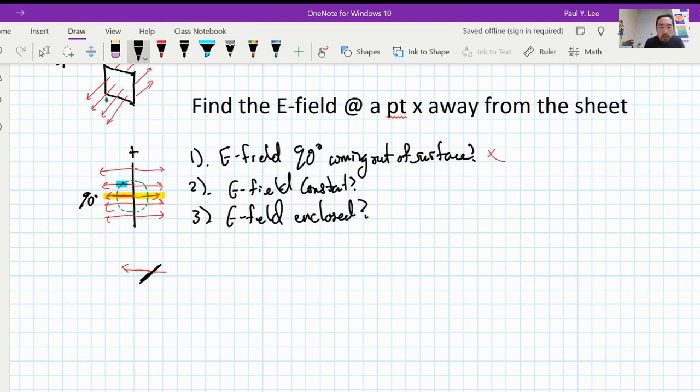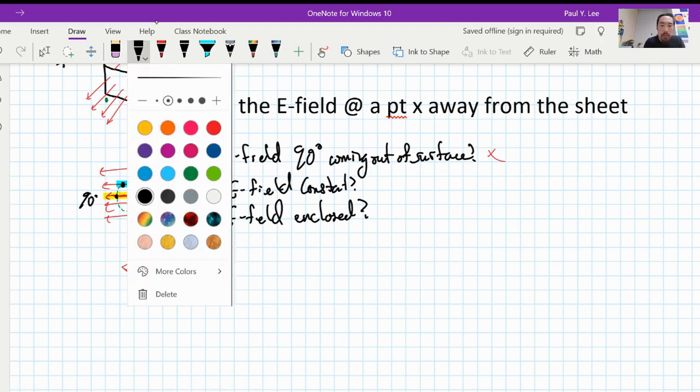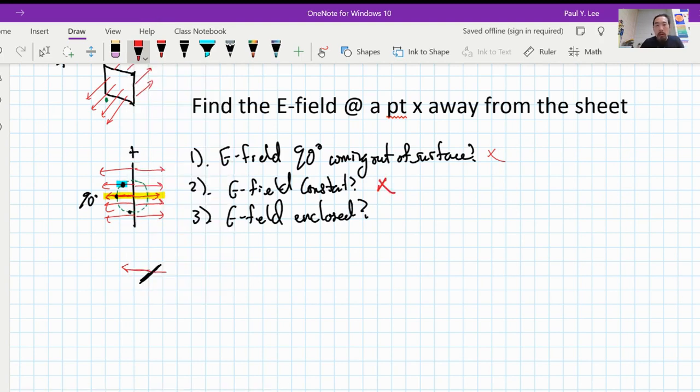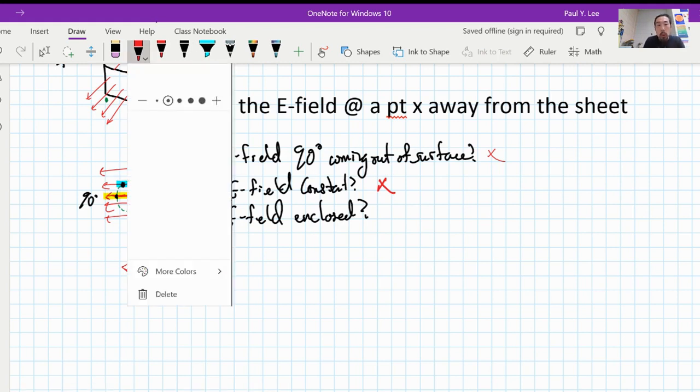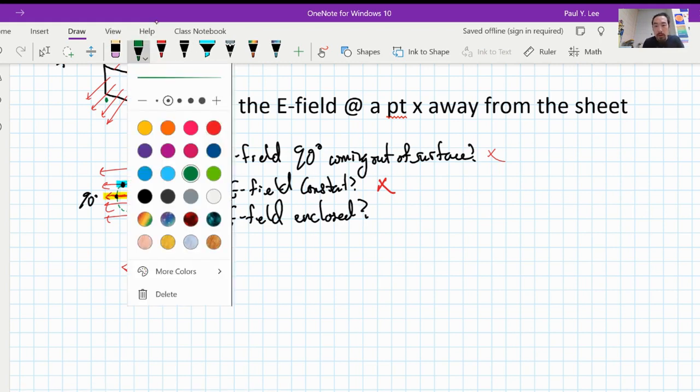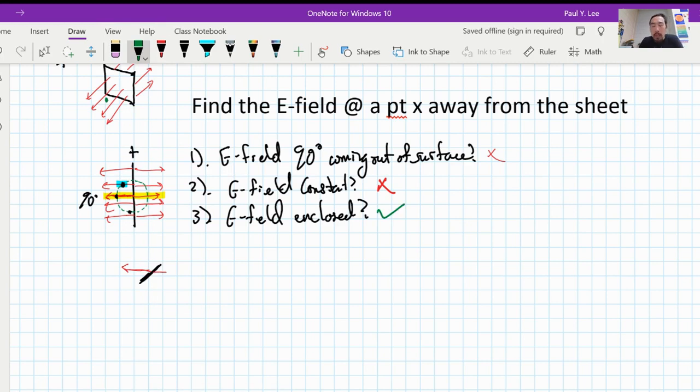I mean, we can see it, right? The r here versus the r here versus, let's say, the r here, the r's are all over the place. The radial distance is all over the place, so the E field is not constant. The only requirement that this Gaussian surface really meets is the E field enclosed. Yeah, it's a sphere, we actually enclose it, but the other two requirements are not met.